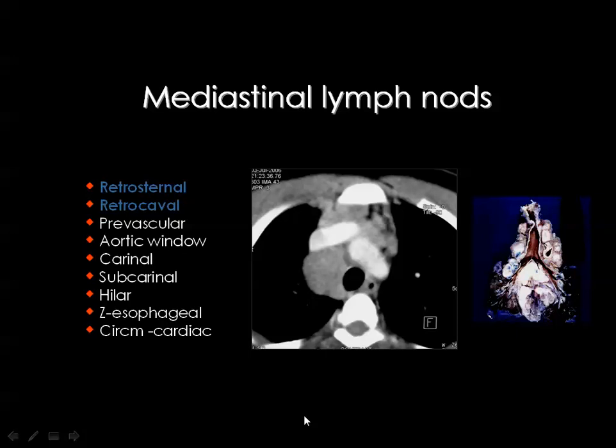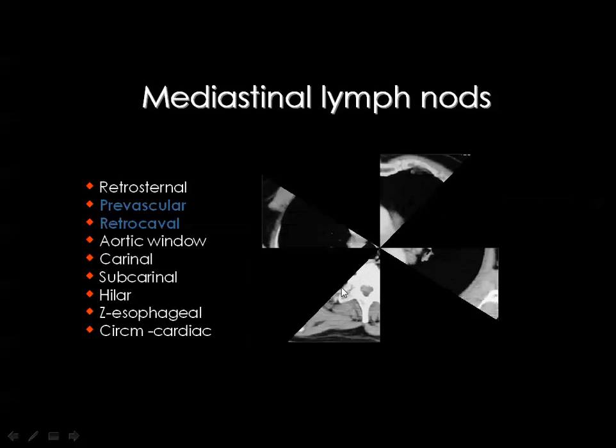Then you remember the groups of lymph nodes we mentioned in the lecture on chest CT interpretation, and we'll mention them quickly. These mediastinal lymph nodes are located in 9 groups. The first one is the retrosternal, behind the sternum, also known as the internal mammary. The second one is posterior to the superior vena cava, known as the retrocaval and sometimes called right paratracheal.